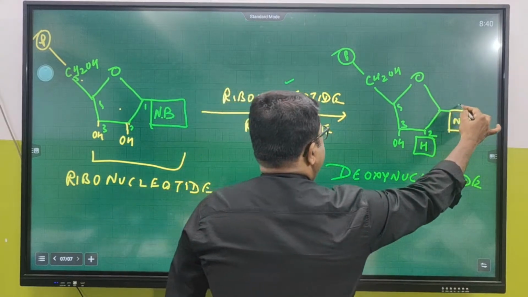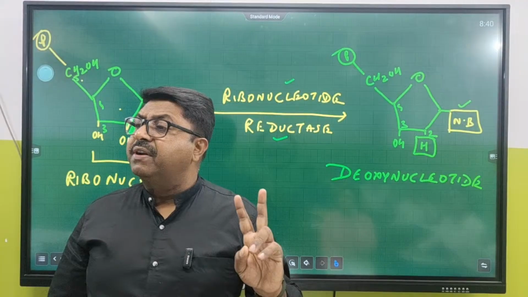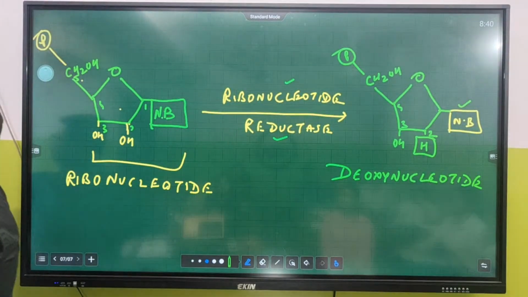Now let us consider this nitrogenous base. The nitrogenous base can be of two different types: purines or pyrimidines.